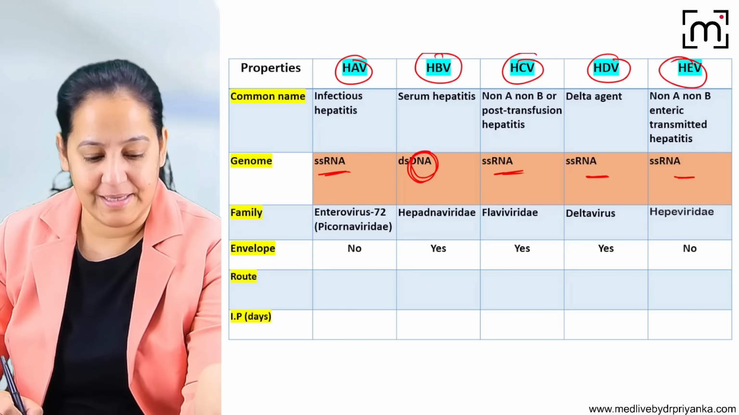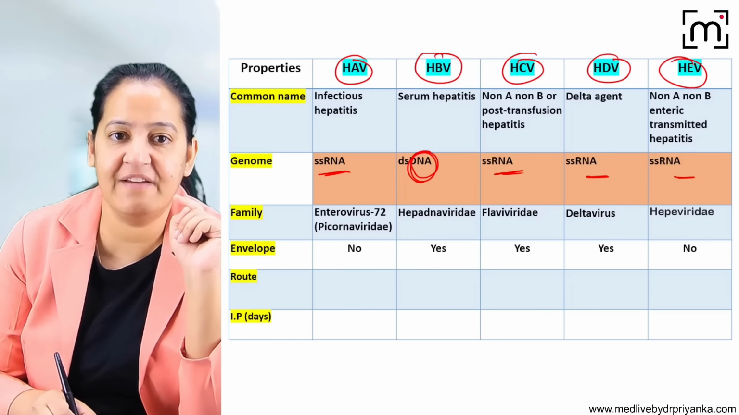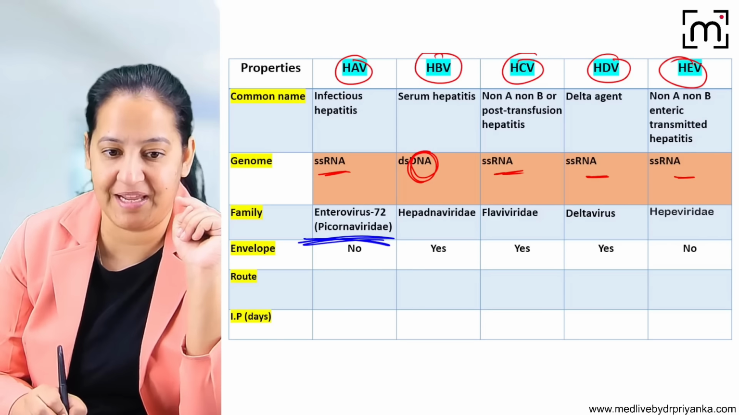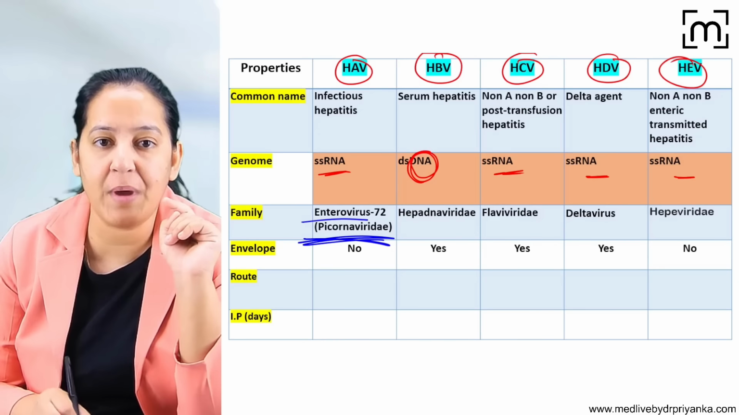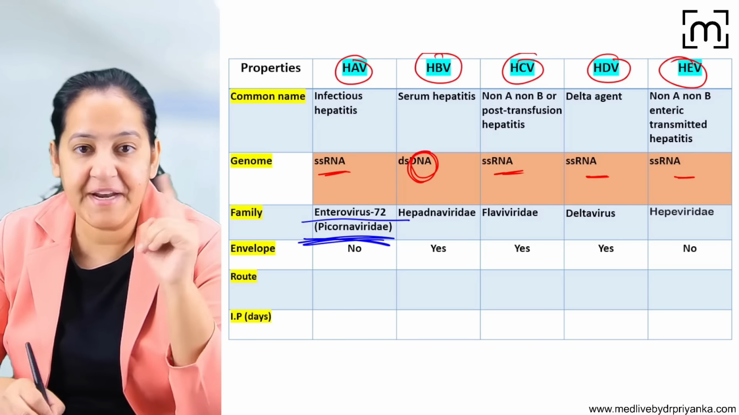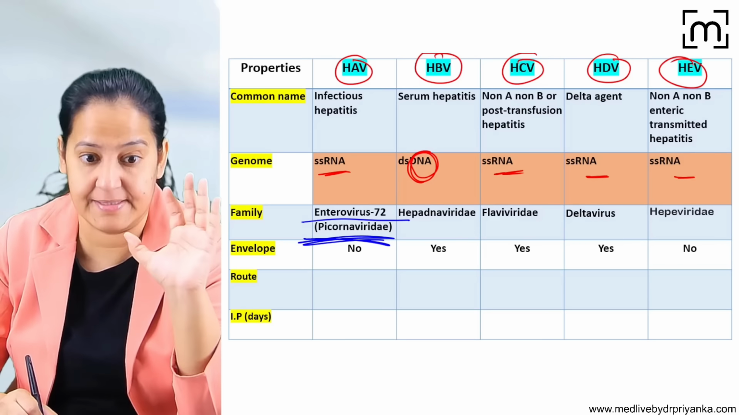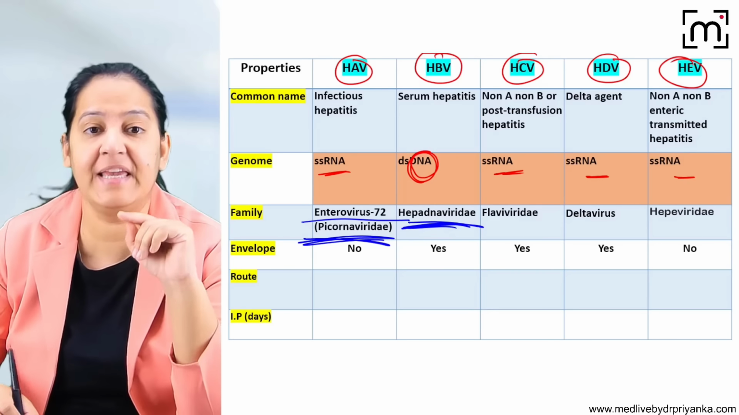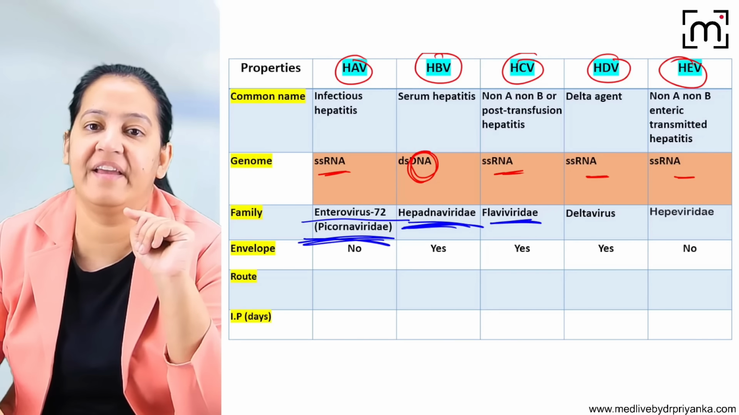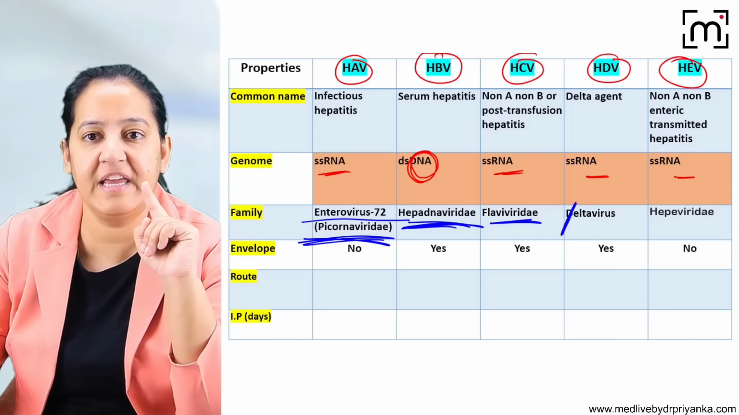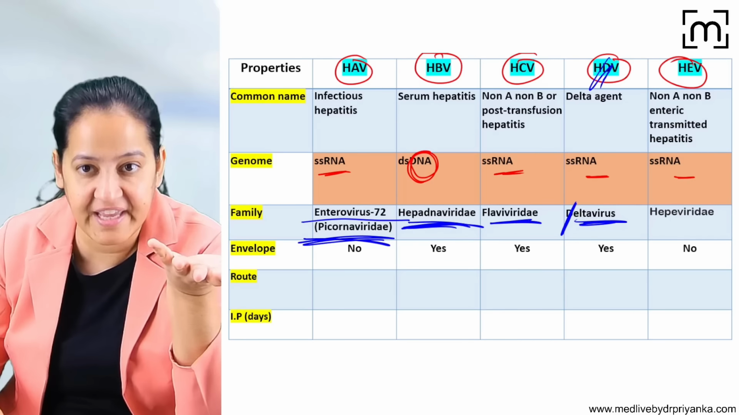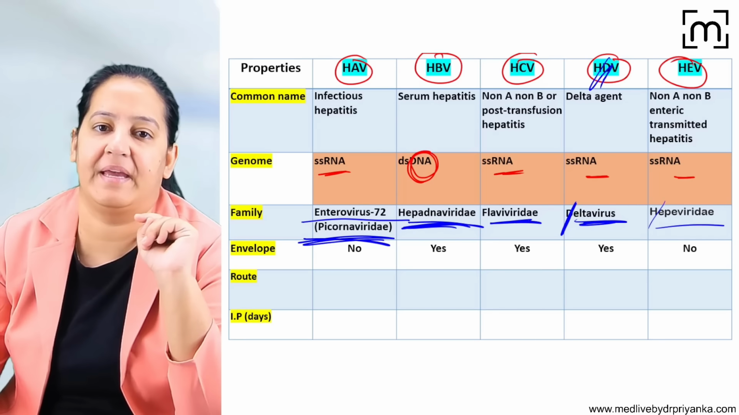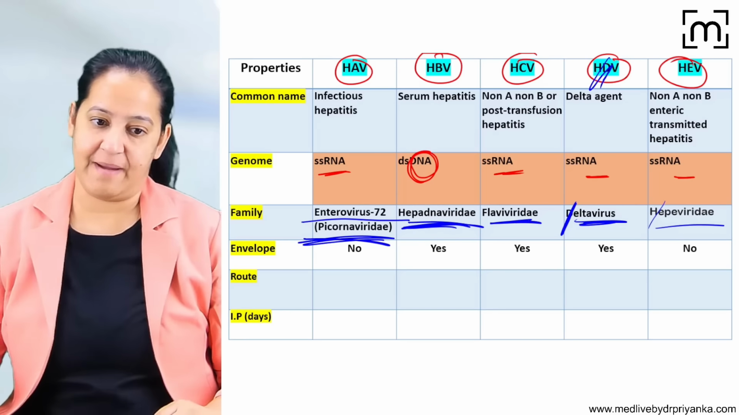Now learn their families. Their families are important. Hepatitis A virus belongs to the Picornaviridae family, and within it, to the Enterovirus 72 group. Hepatitis B virus, which is a DNA virus, belongs to the Hepadnaviridae family. Hepatitis C belongs to Flaviviridae. Hepatitis D, D for Delta, belongs to Deltaviridae. And hepatitis E belongs to Hepeviridae. So learn their families.